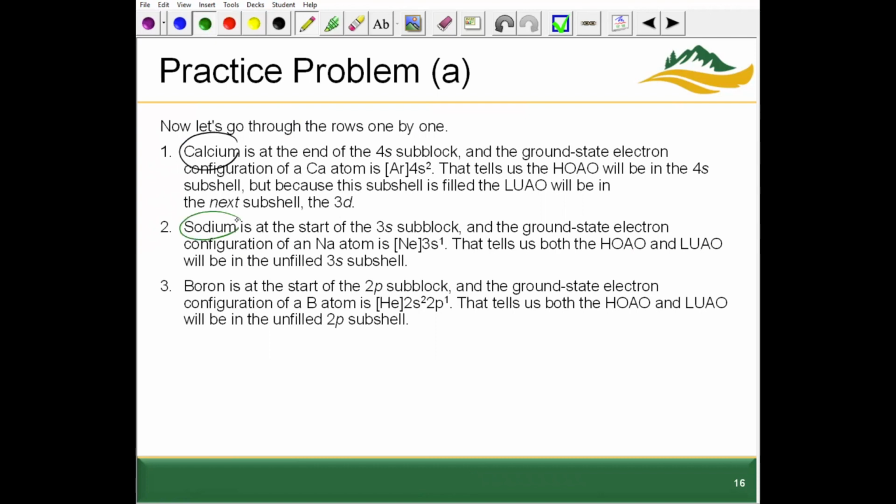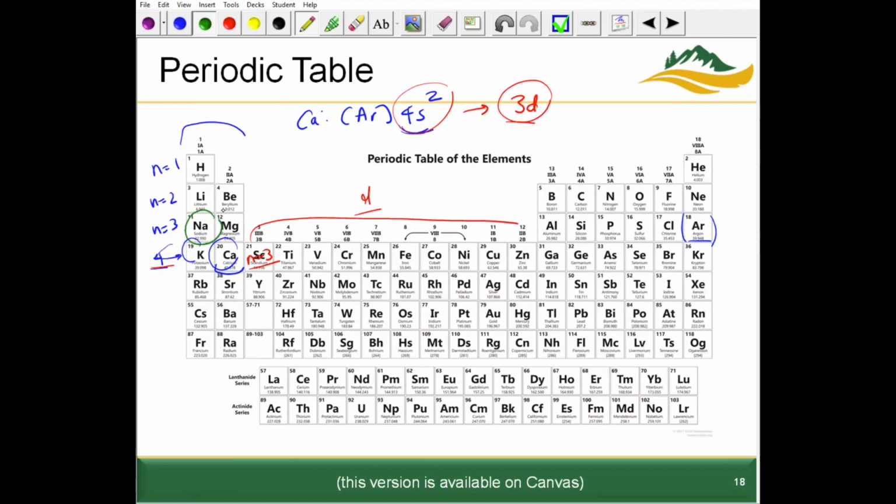Let's check out sodium now. Sodium is here. Let's also use the noble gas configuration to shorthand how much we need to write. So that's neon. Sodium is going to be 3s. Is it 3s1 or 3s2? There's only one more electron for it to fill, so that's 3s1. We can add on another electron to 3s because this isn't filled. We could also take an electron away because we have one electron present in the 3s subshell.